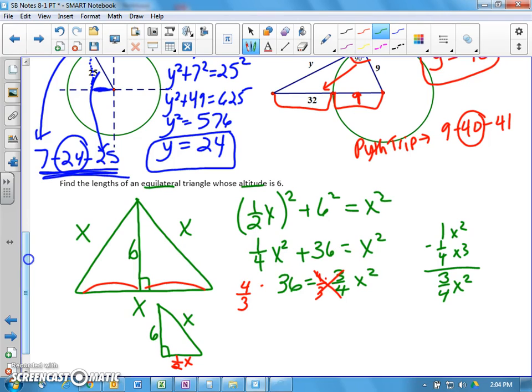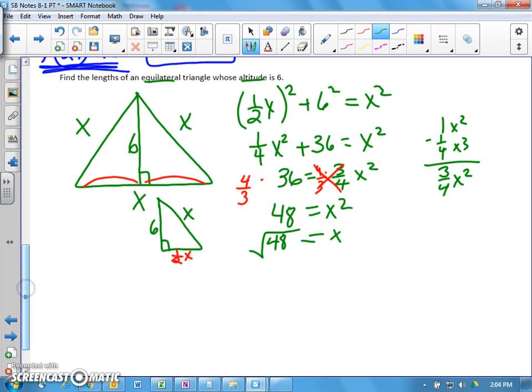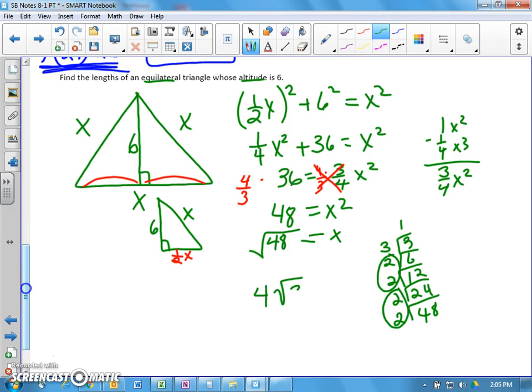So when you do your calculations, that's 12 times 4, or 48, is x squared. So x is going to be the square root of 48. Now we need to simplify that because we don't leave radicals in unsimplified form, and we don't give decimals for radicals. So I'm going to take my 48 and just keep dividing by 2 as long as I can. Once I can't divide by 2 anymore, I'm going to divide by 3 until I get to 1. I have a pair of 2's, I have another pair of 2's. That's going to make this 4 radical 3.